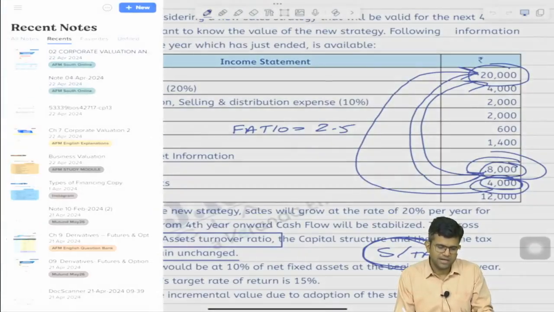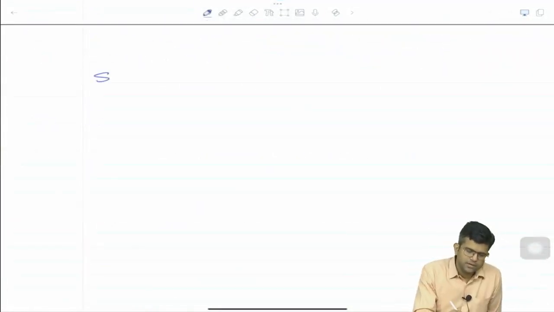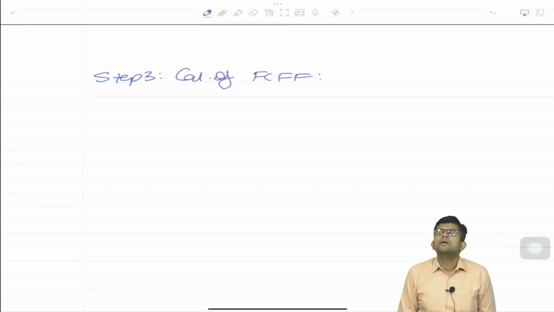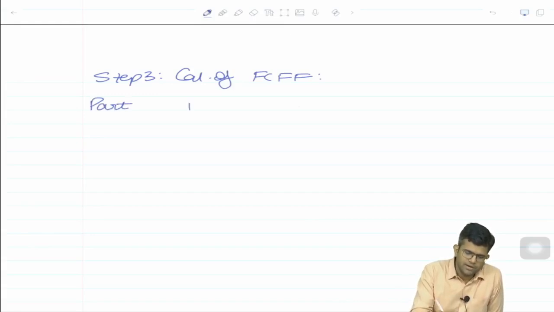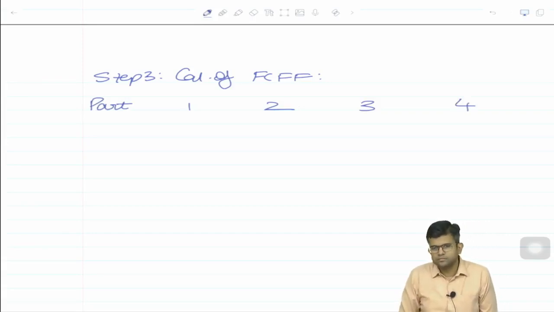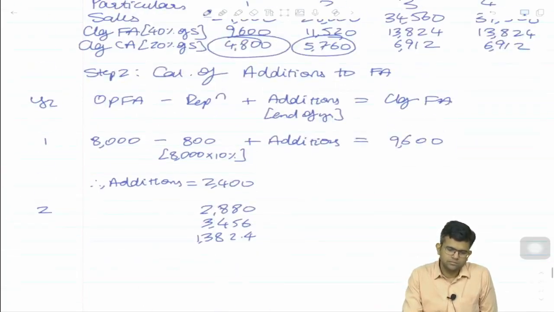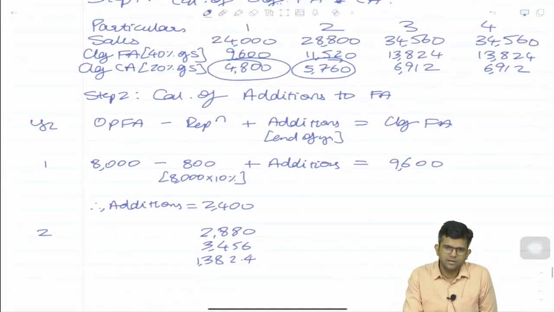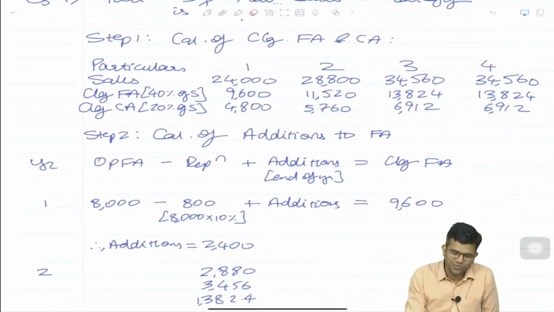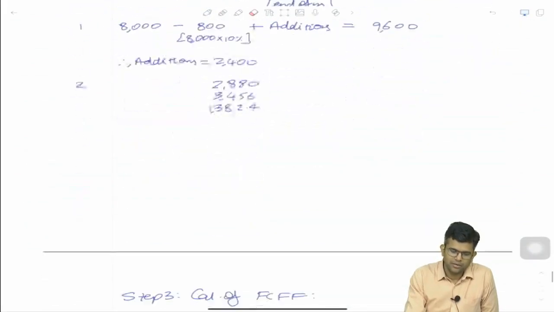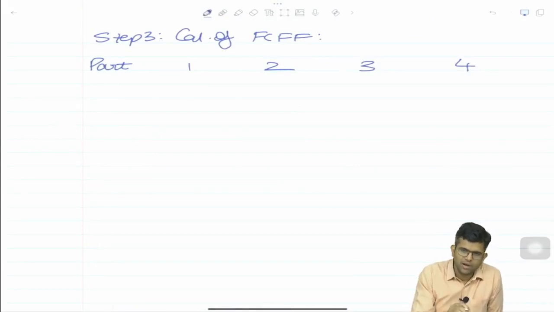Okay. So I think we are ready for our FCFF calculations. Let's start. So in the notebooks, write down step 3. Step 3, calculation of FCFF. Particulars 1, 2, 3, 4. This is done now, everyone. I told you, step 1, step copy. Okay, no problem. So you just take a screenshot. Okay. So let's start.